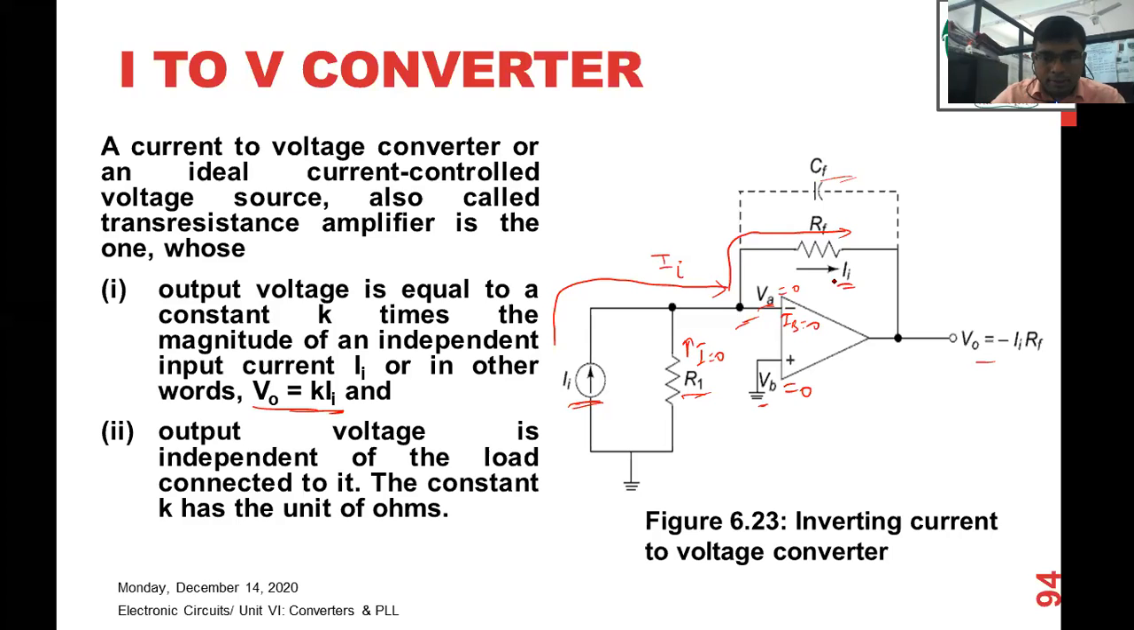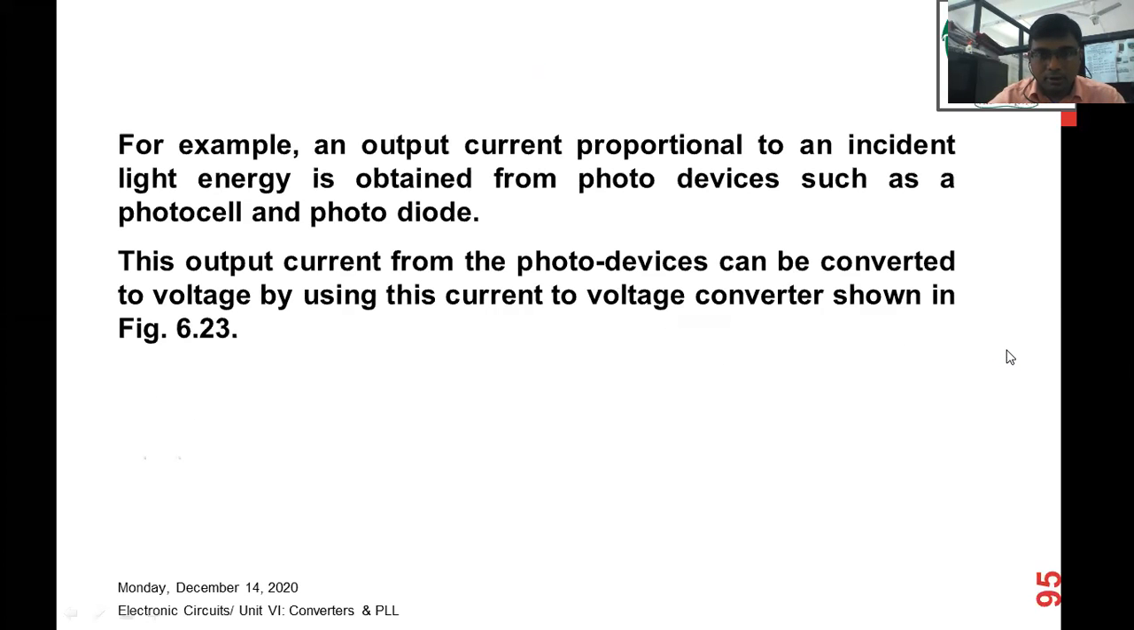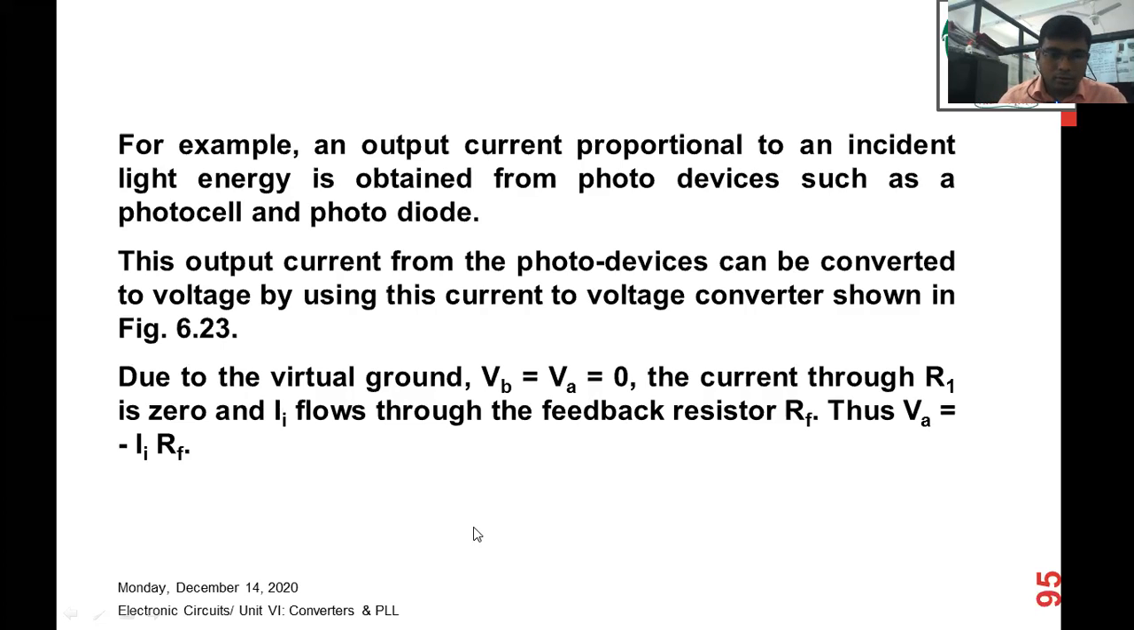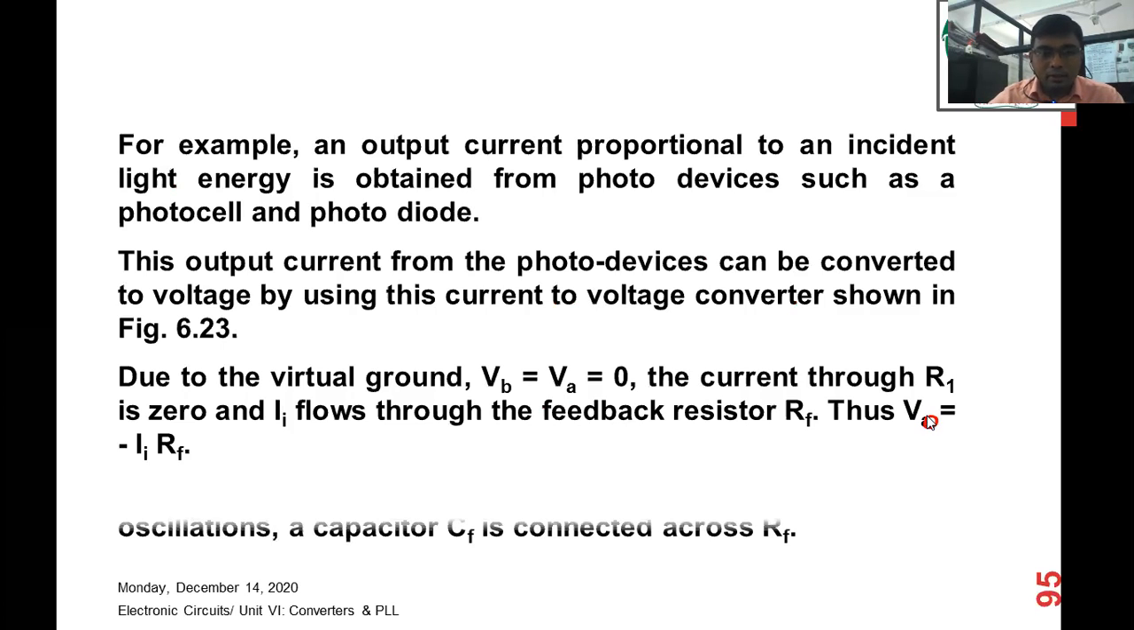So here you can say VA is, or you can say V naught actually. V naught is here what? It is minus II into RF. II into RF, and it is the inverting terminal, so minus II RF. So this is mentioned here. So V naught is equal to minus II RF.